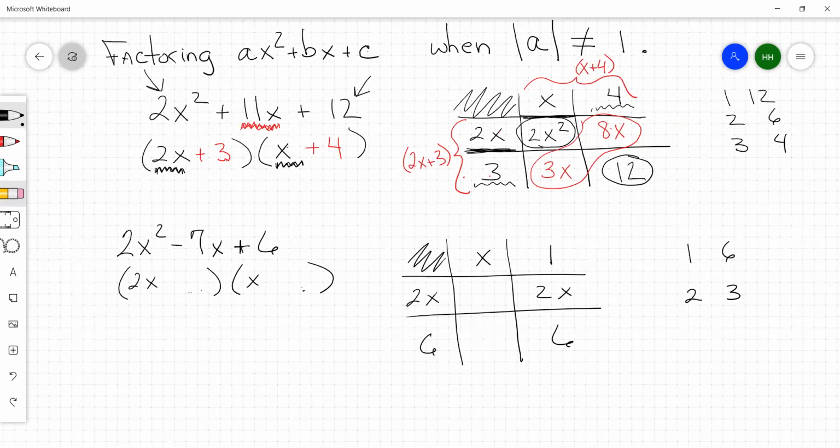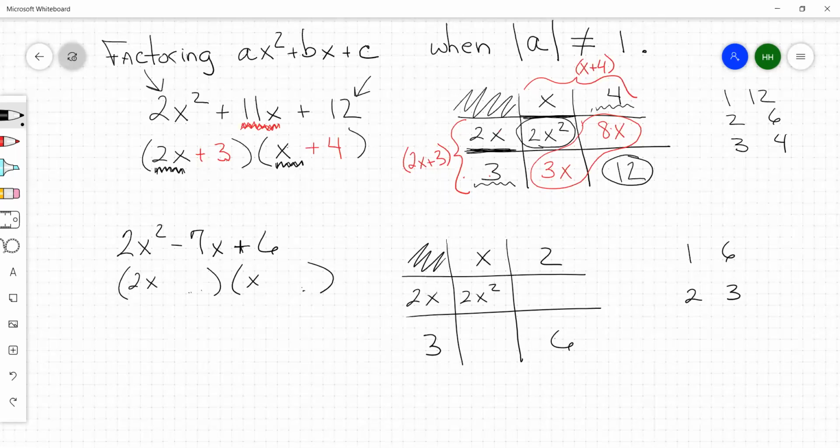So another little bit of advice is write very lightly, because you're going to be doing a lot of erasing. So 2 here gives me a 2x. 3 here gives me a 3x. All right, here we go. I need a 3 and a 4. No, I need a 3 and a 2. All right, 2x times x, 2x squared. 3 times 2, 6. There's my first and last term.